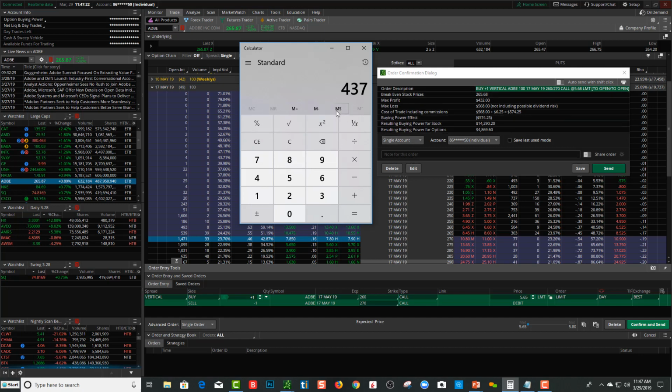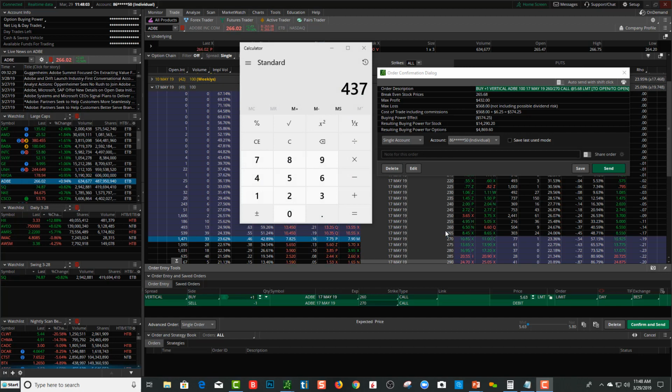But again, you're not going to look to make max profit, because you're going to get rid of this at 55 to 65% of profit. The max loss that you can make is the amount of the debit. So $5.68 times 100 shares, because again, one options contract is 100 shares, and that's how you come up with $568.